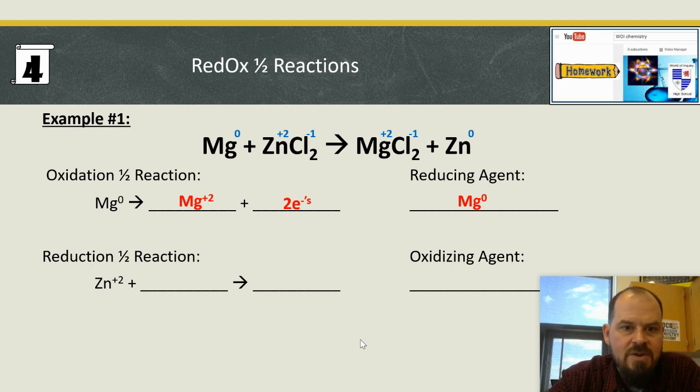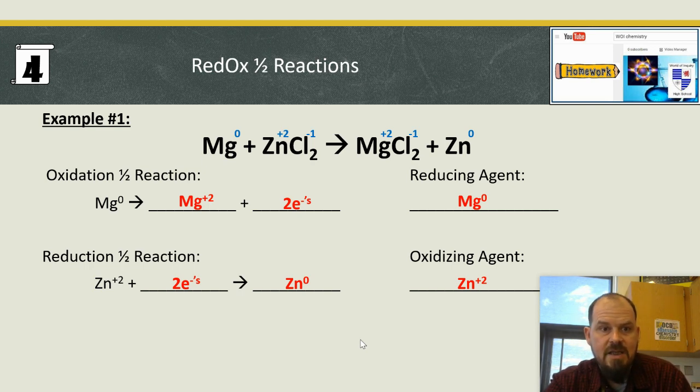All right, now Zn +2 is going to go to Zn with a 0 on the product side. Well, what did he gain to get from Zn +2 to Zn0? He must have gained 2 electrons. Notice my 2 electrons cancel out. My Zn +2 is now the oxidizing agent. Even though he's being reduced, he's responsible for the oxidation of the Mg. Okay? This is how we do these things.